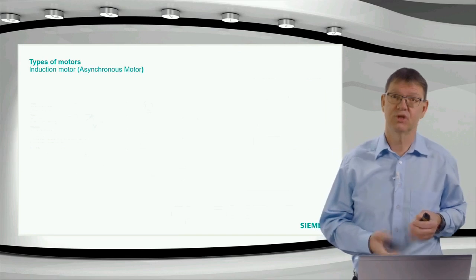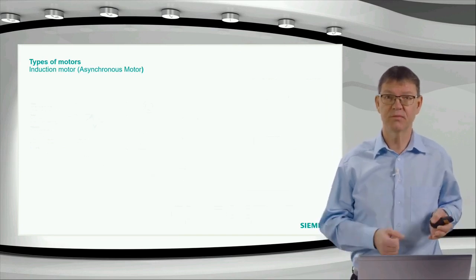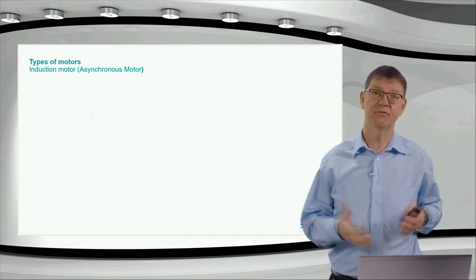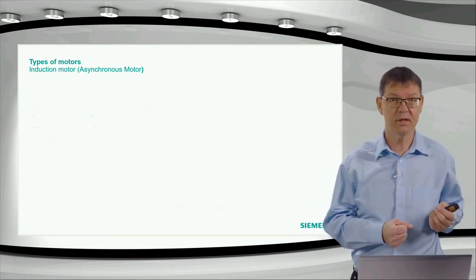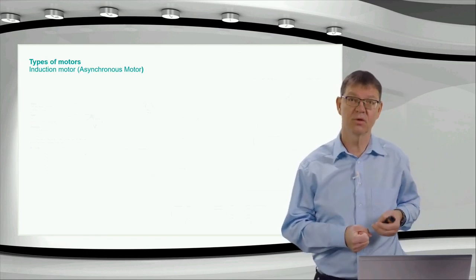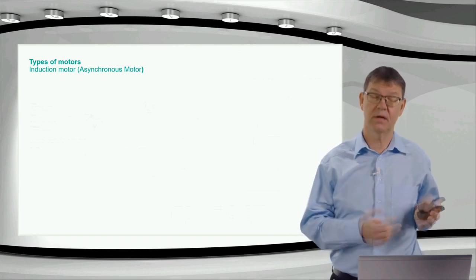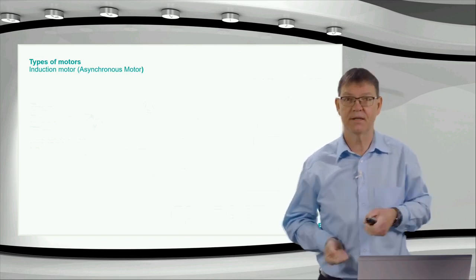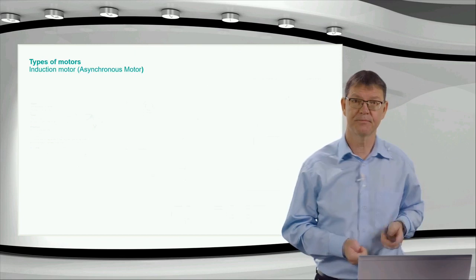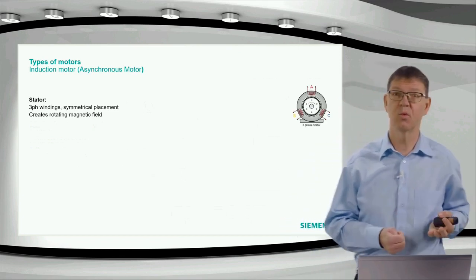First, I would like to give you a short overview of the motors we protect. We basically have two different types we can protect with our C-Protect 5 relays. This is on the one hand the induction motor or asynchronous motor, and on the other hand, the synchronous motor. Let's start with the asynchronous motor.